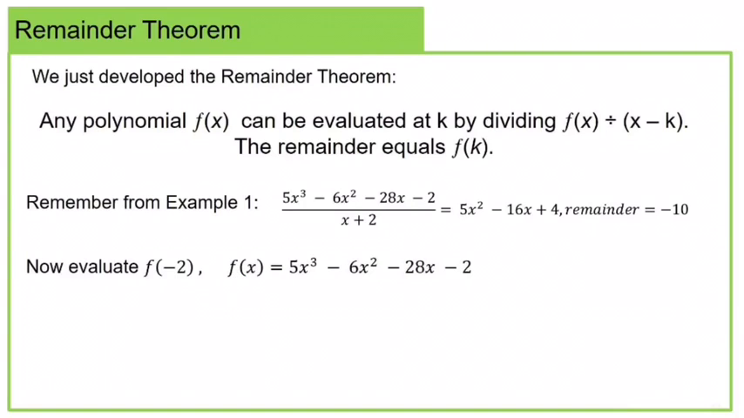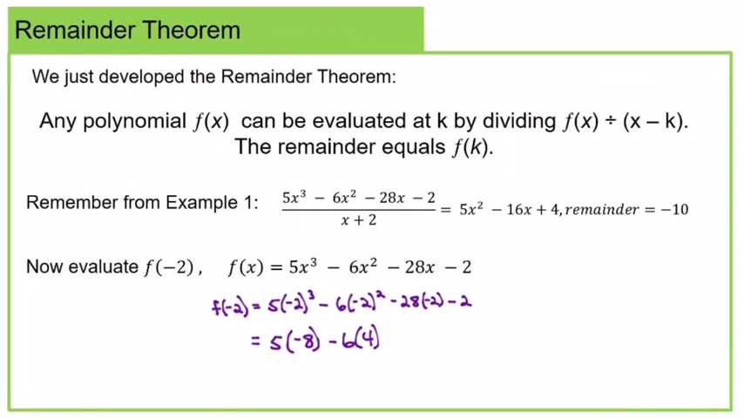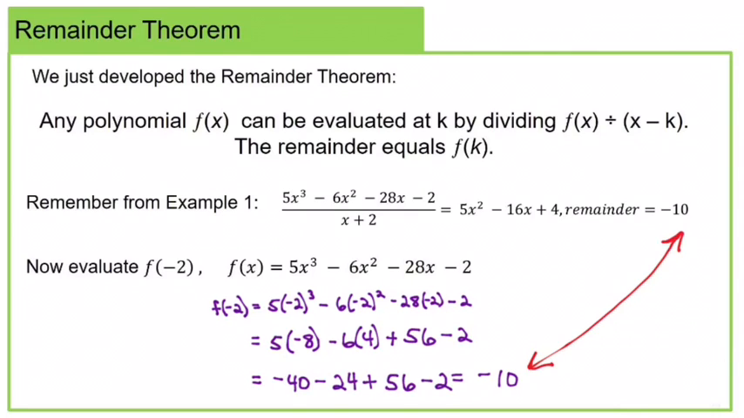So plugging negative 2 in here, we'll have 5 times negative 2 cubed minus 6 times negative 2 squared minus 28 times negative 2 minus 2. Now negative 2 to the third is negative 8, and negative 2 squared is positive 4, and negative 2 times negative 28 is positive 56, and then we have our minus 2. This is going to make negative 40 minus 24 plus 56 minus 2. All of that adds up to negative 10.